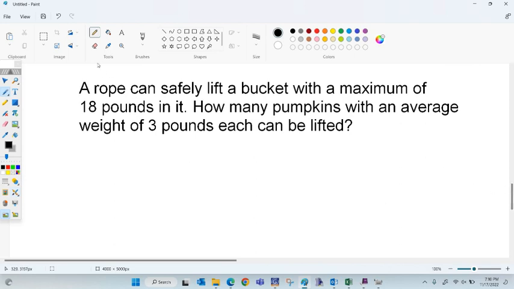Okay, so let's think this one through. A rope can safely lift a bucket with a maximum of 18 pounds in it. All right, maximum of 18 pounds. How many pumpkins with an average weight of 3 pounds each can be lifted? So hopefully you're already thinking about what variable. And our question is how many pumpkins? So I'm going to pick P for the number of pumpkins. Notice it's not the weight of the pumpkins, but it's the number of pumpkins.